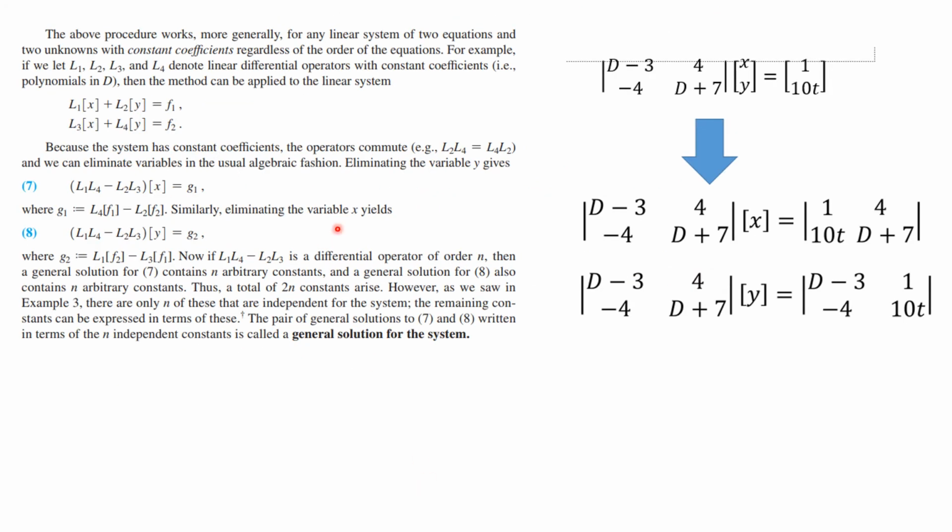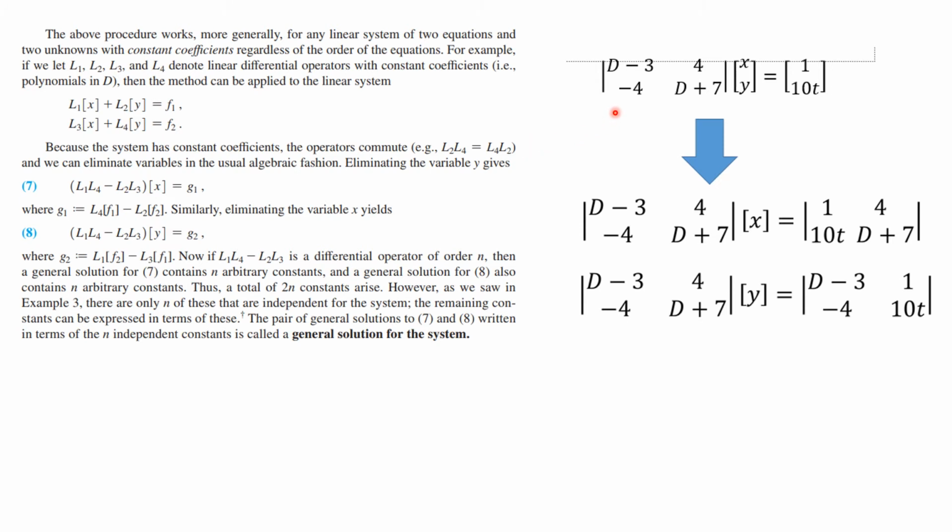Now, the above procedure works more generally, for any two equations and two unknowns with constant coefficients, and it has to be constant coefficients or this will not work, regardless of the order of the equations. So if we let L1, L2, L3, and L4 denote the linear differential operators with constant coefficients, these are polynomials in D, then you work to get the x's under the x's and the y's under the y's and the, I'm not going to call them constants, but non-x and non-y on the other side. And then what we can do is we can solve these the way we did. And here they're doing something that almost looks like determinants, and in fact that is what will happen. So what you will do is you'll solve this for x and y and obtain the general solution.